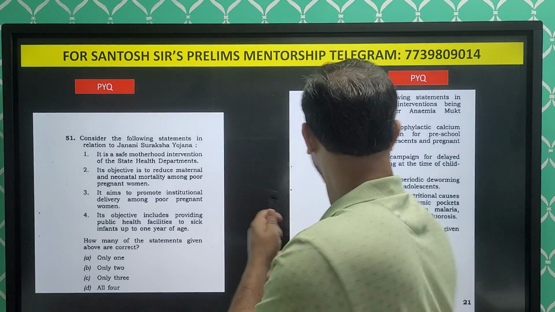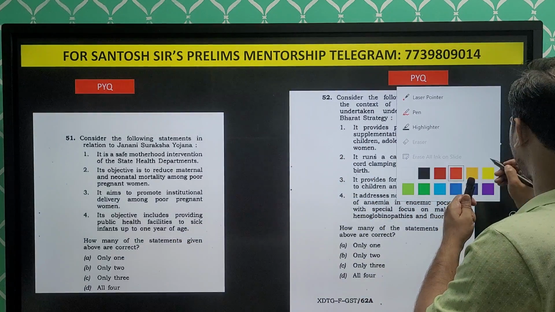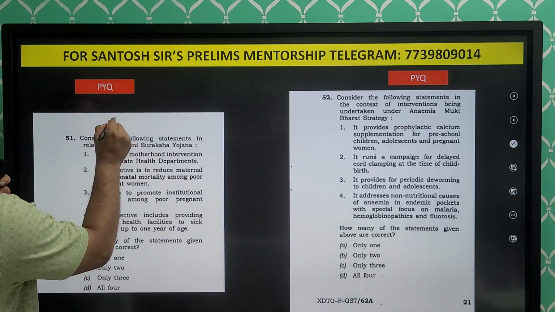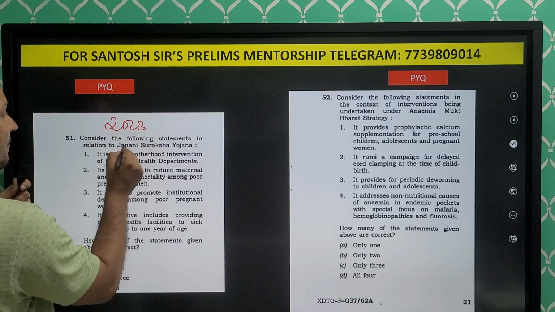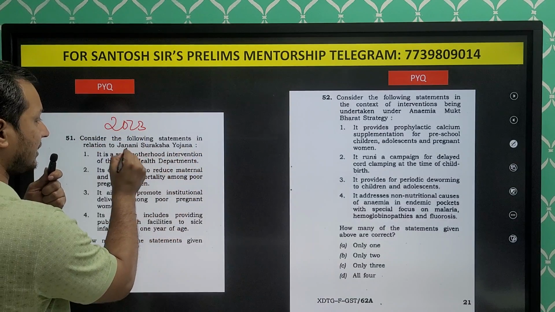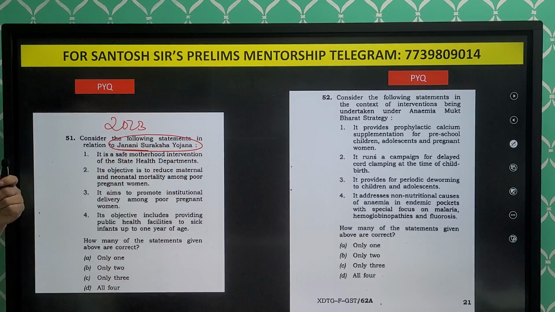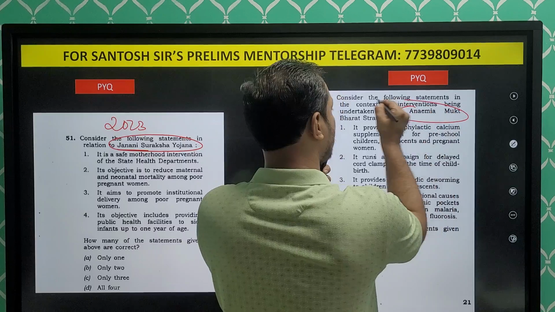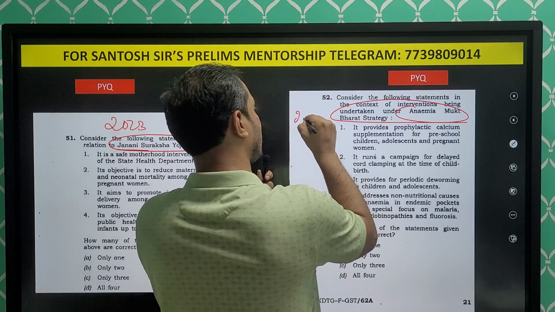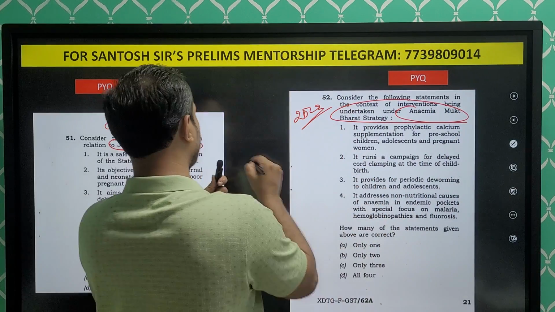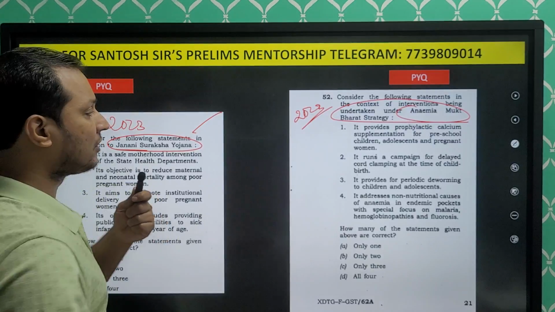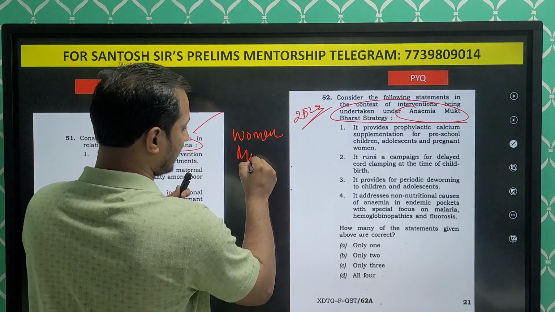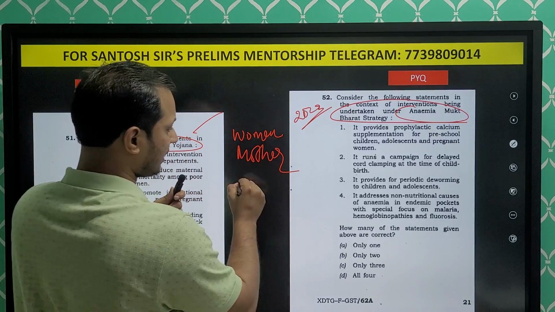You can see, guys, these are two questions which came on this theme in the 2023 prelims examination. Consider the following statements regarding Janani Suraksha Yojana. And again, in that year itself, there was a question on the Anemia Mukt Bharat strategy. Both of them are basically on women health. The theme is women health or mother health, mother and child health.